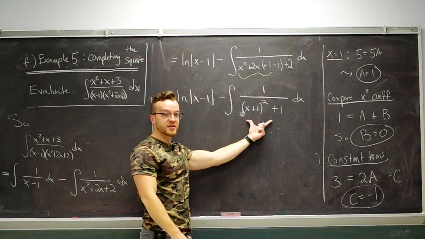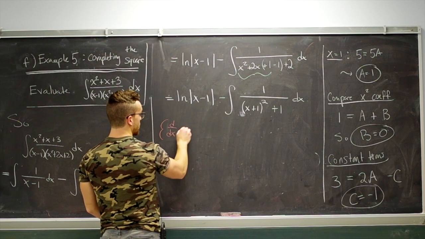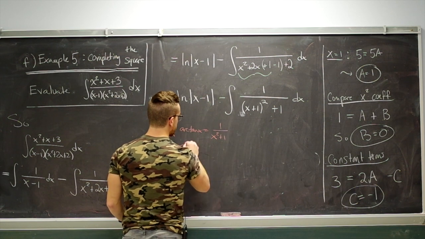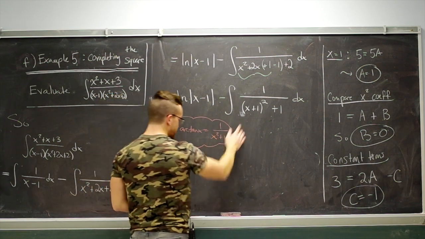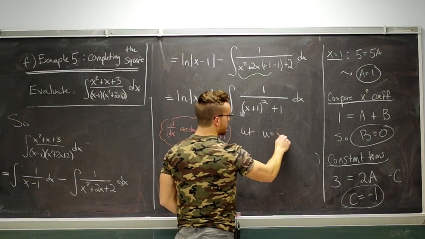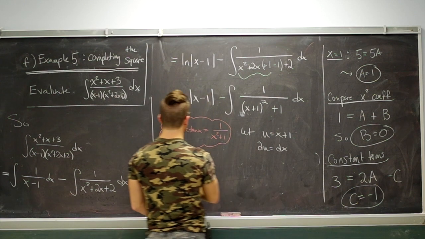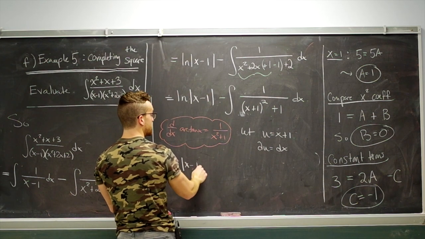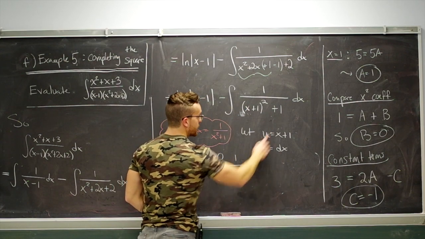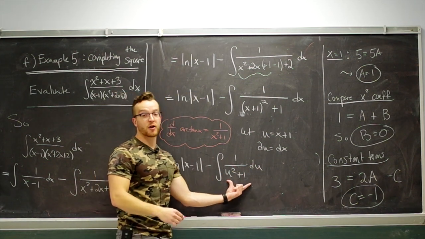Now we're in the clear because, again, I remember that the derivative of arctangent is 1 over x squared plus 1. So I can do an easy u substitution here to finish this off. I would let u be x plus 1. Then du is dx. And this integral transforms into 1 over u squared plus 1 du. And this is exactly arctangent on the nose.